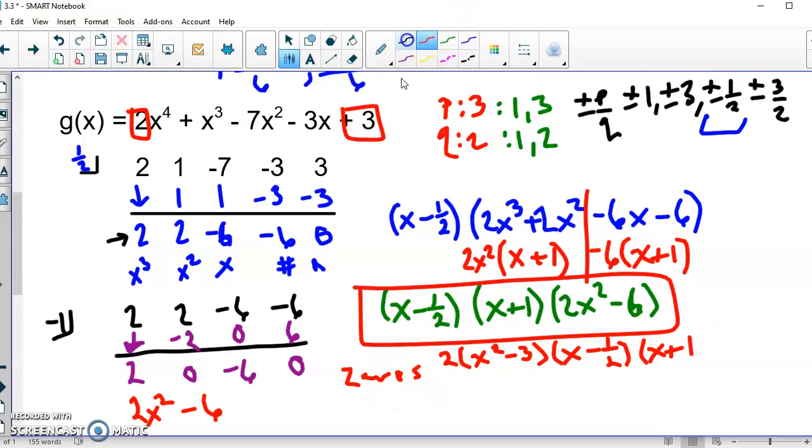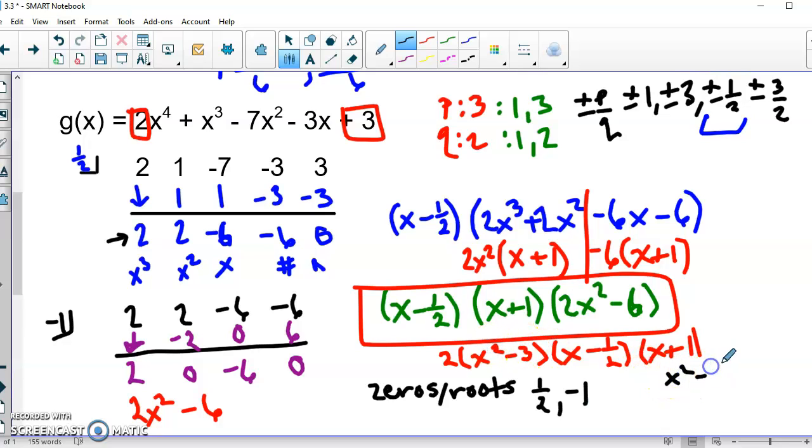All right, so let's talk zeros. Now let's go back to zeros or roots. Remember, those two are used interchangeably. So here, these two are fairly easy to notice and to identify. We've got a zero or a root of 1/2. We also have a root of -1. And here, x squared minus 3, if we were to solve this, we would have both positive and negative square root of 3. So these are the 4 zeros, 2 that are rational, 2 that are irrational.